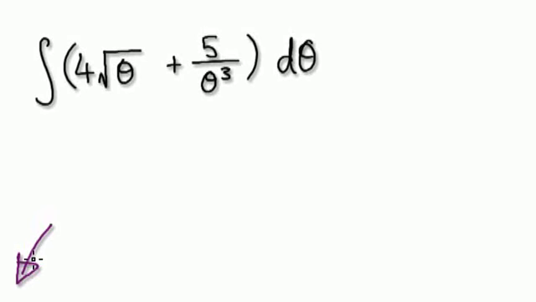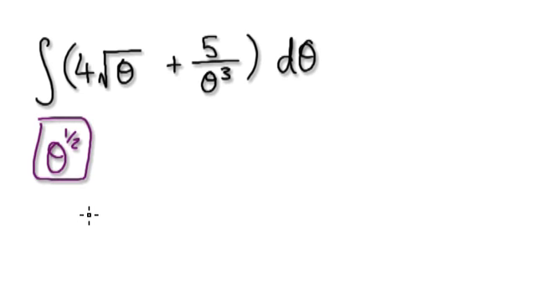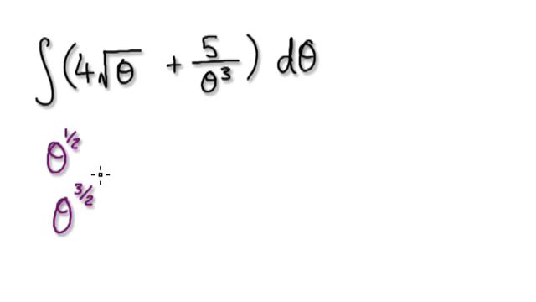Press pause and have a go. Okay, to do this, we need to be able to create this here. So what is this thing here? This thing here is theta to the power of a half. But we need to find something that when we differentiate it, it will give us this thing here. Well, we should try theta to the power of 3 over 2. Okay, so this would be our starting point.